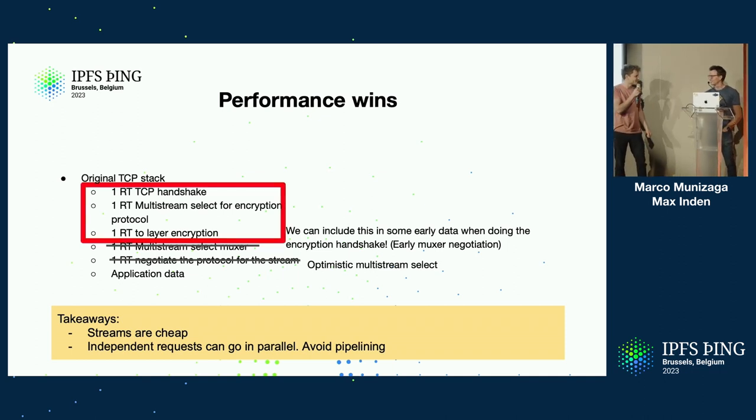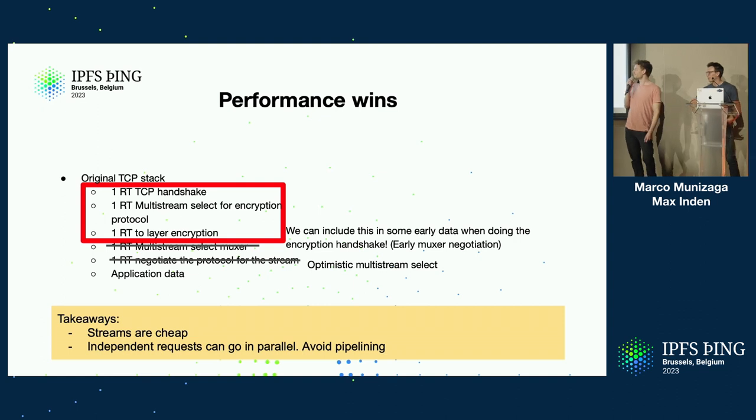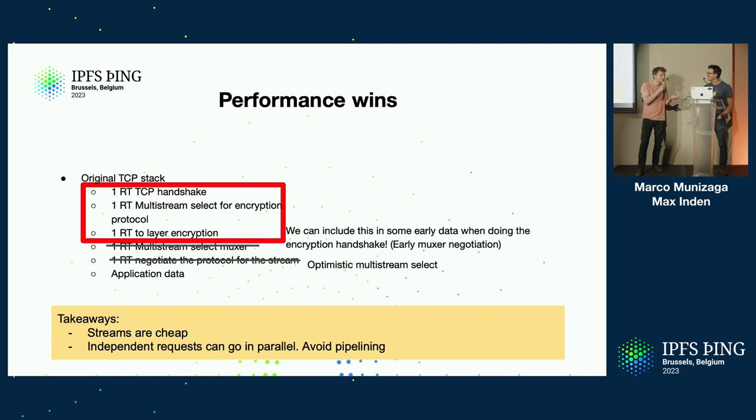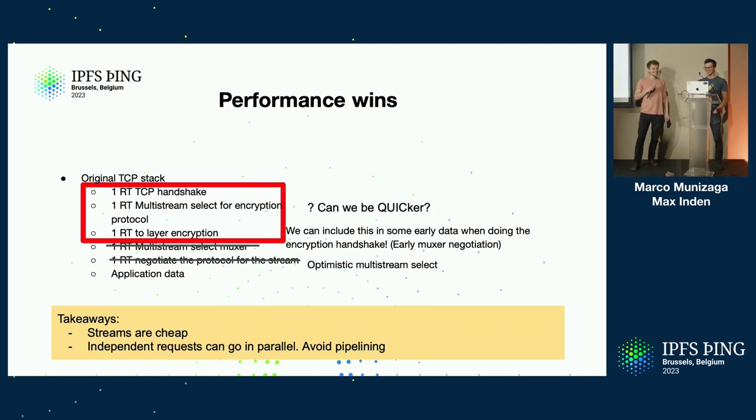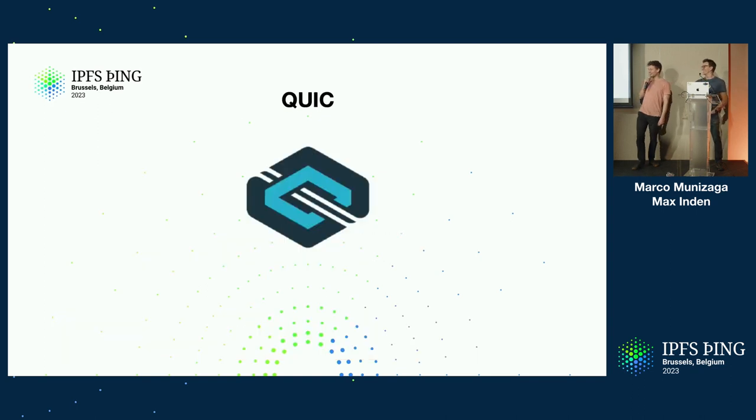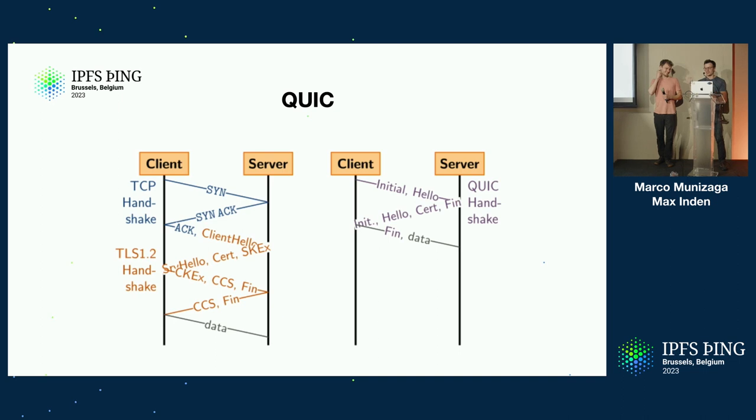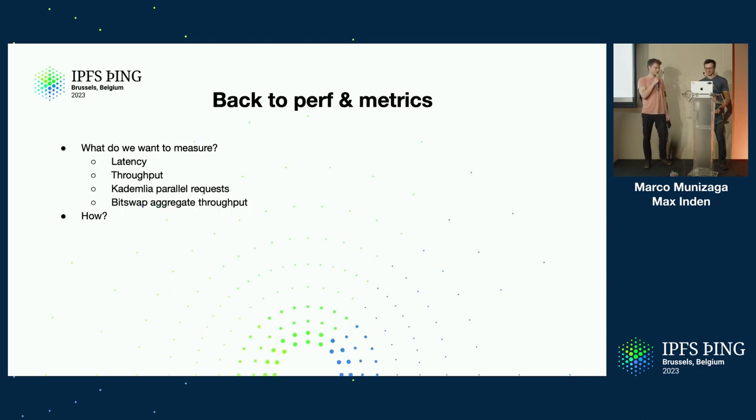Right. I'm kind of hooked. Yeah. I wonder whether we can do even better. I wonder whether we can go quicker. So, Max, there's this protocol called QUIC. Oh, no way. Just like how we put the muxer earlier in the layering, we can do the same thing with the security layer, and we could put it all into that first handshake. So with QUIC, we can actually do that whole thing in one round trip. Whoa. Super cool. All right.